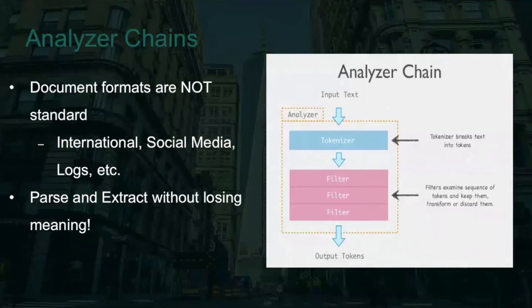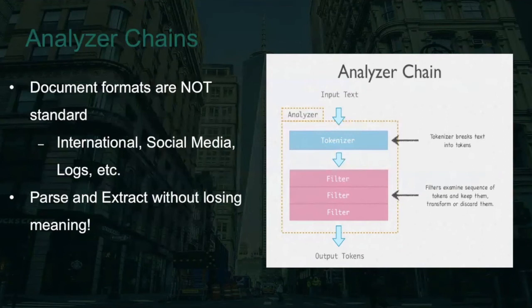Now, when it comes to documents, there are various different document formats. They're not standard. You have documents that have international text, documents that have social media, log analytics, etc. And so you would need to use different analyzers to process each different type of text. And this is where analyzer chains come in. An analyzer chain is essentially a tokenizer followed by a series of filters to process your input text and output the tokens into your GPText index.